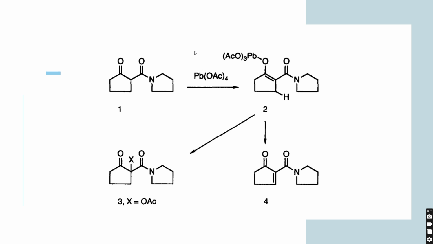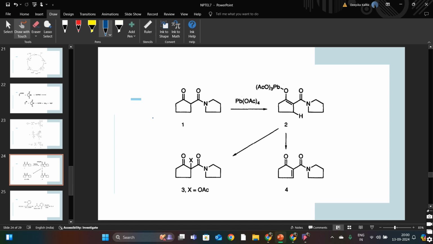Then let us come to the topic, which is dehydrogenation using lead reagents. In this particular substrate, lead tetraacetate is acting in two different ways to give you two different products, which are number 3 and number 4. So let us see how this reaction is taking place to give you dehydrogenation at this position. Across this bond you can see dehydrogenation at this product, which was covered in the first lecture of this week.